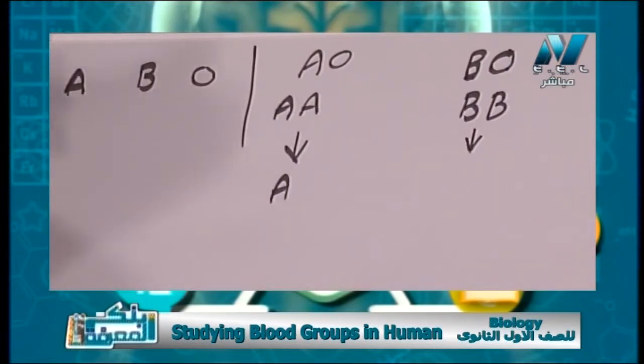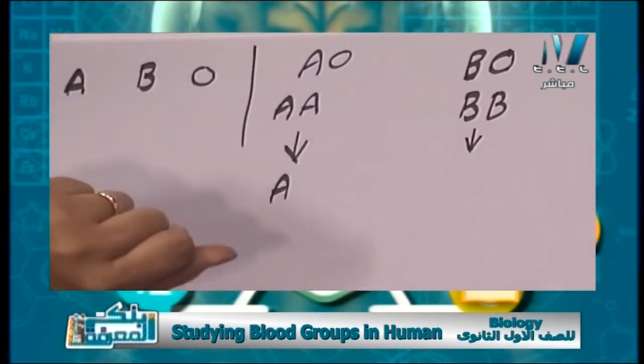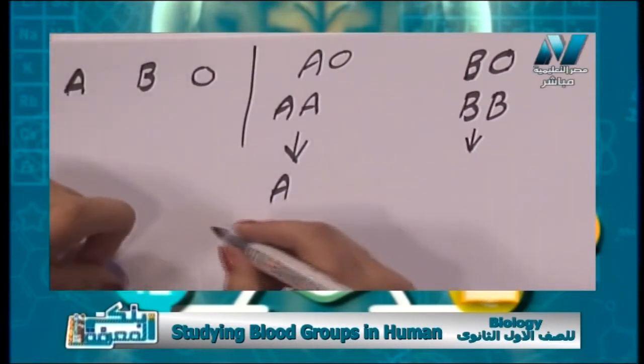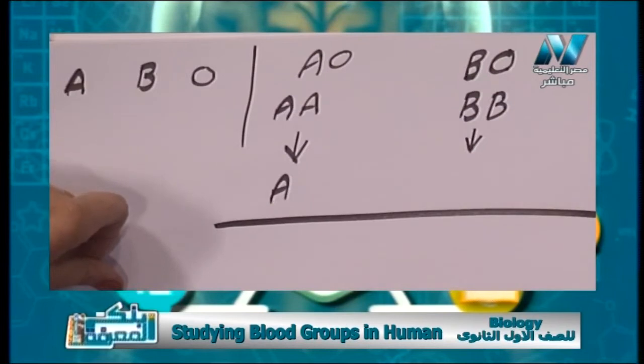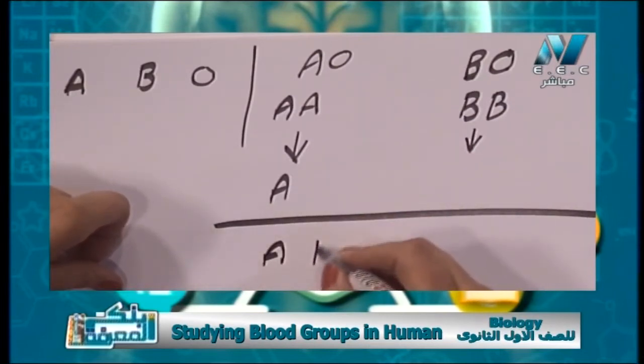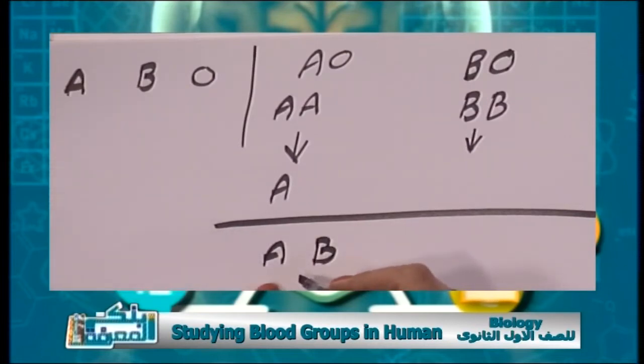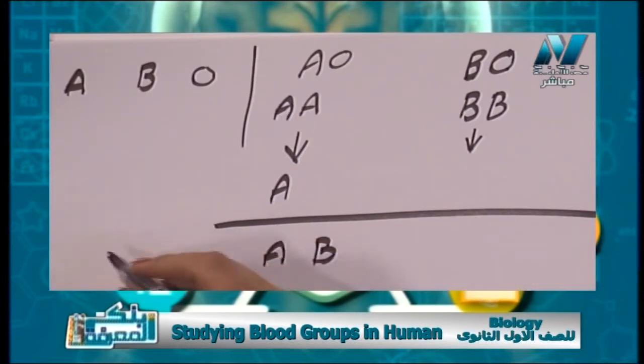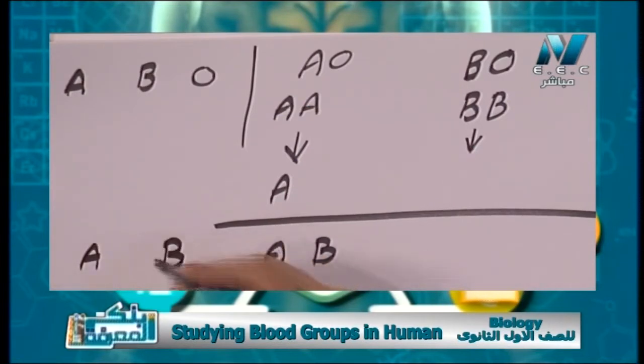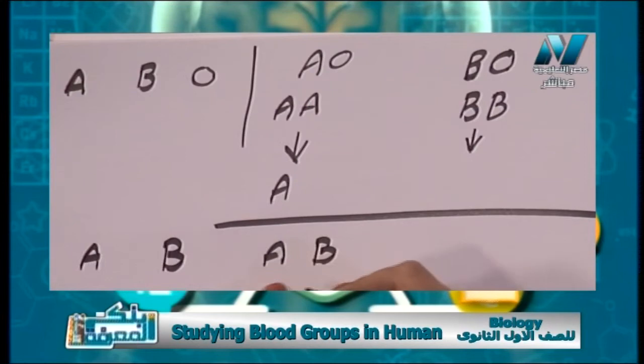The third pattern of inheritance is lack of dominance. Speaking about the presence of gene A with the gene B, this gives a third type of phenotype. So the person could be A, or could be B, or could be AB.